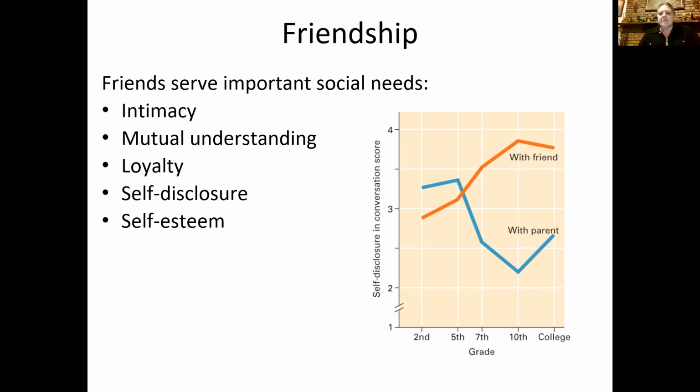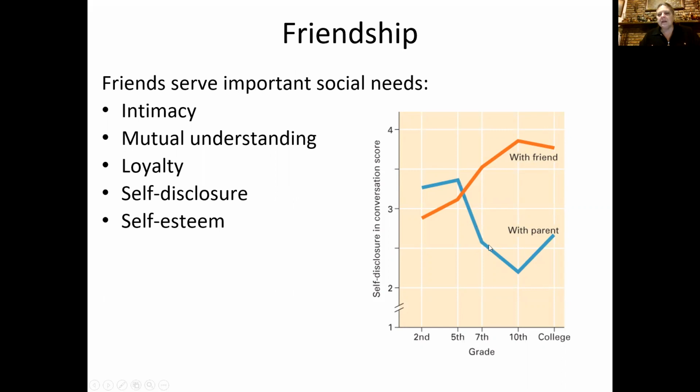The little graph that is being shown on this page is showing the time spent with parents versus the time spent with friends. If you'll notice here, from 2nd to 5th grade, this time spent with parents is escalating. So you're getting more time with parents. Then from about 5th grade, it starts to drop. The time with parents starts to drop.